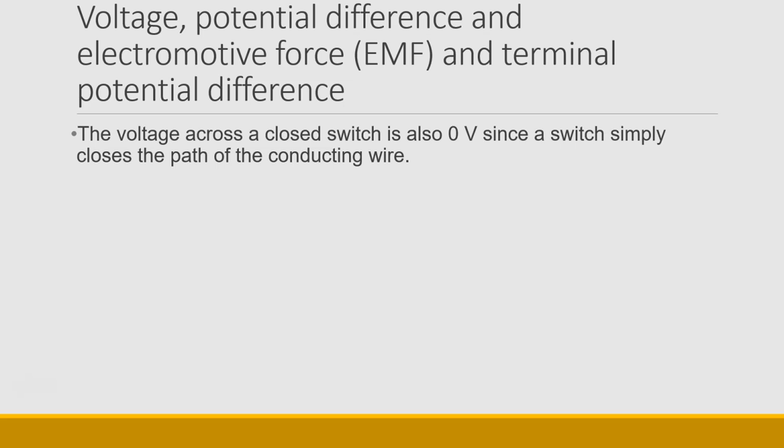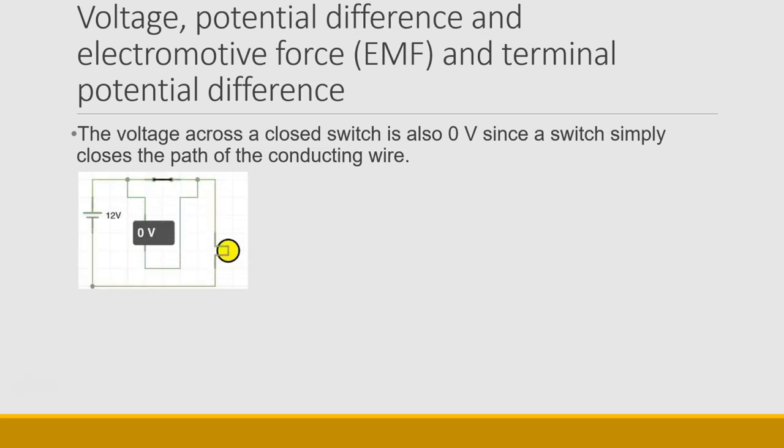This is a very important concept that you need to keep in mind, and often you will be asked multiple choice questions around this. The voltage across a closed switch is 0 volts, and that makes sense because a switch is just a conducting wire that is there to open and close. So when that conducting wire is closed, it allows current to move through the circuit, and we know that the voltage across a conducting wire is so low that it's negligible, that we refer to it as 0 volts.